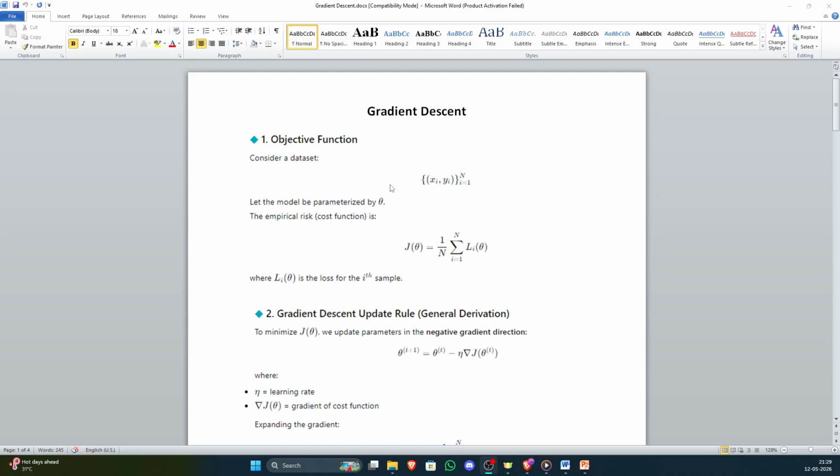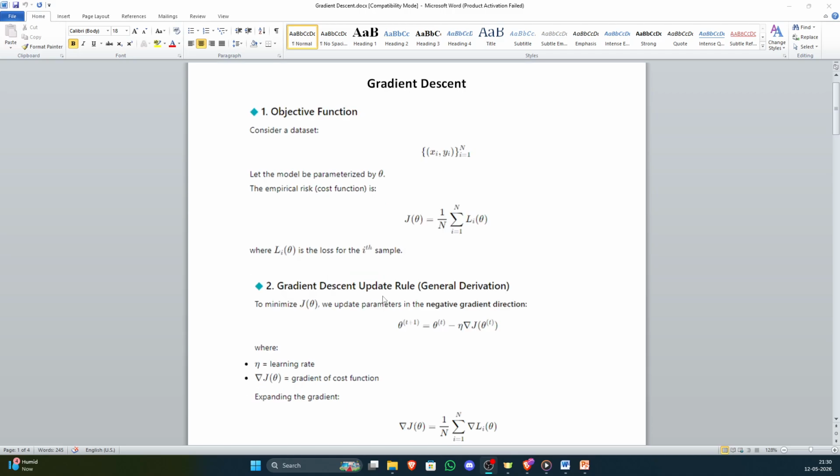So now we are going to see gradient descent. First, the objective function. Consider the data set, the set of all (xi, yi), i varies from 1 to n. Let theta be the model parameter. Empirical risk, that is the cost function, is J of theta equal to 1 by n into sigma i equal to 1 to n Li of theta. Here Li of theta is the loss for the ith sample.